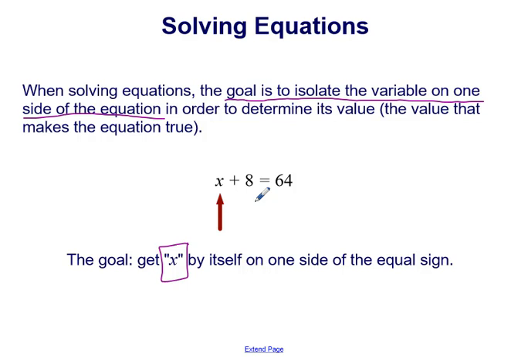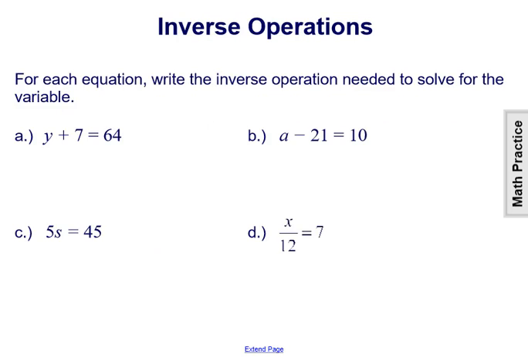Think about, if we have the variable x, how can we get it by itself? What would be that inverse operation? And how would you decide that? Let's actually break down what that means using these examples instead. For each equation, we want to write the inverse operation needed to solve for the variable. Again, solving for the variable, we're completely isolating it. We're getting it completely by itself.